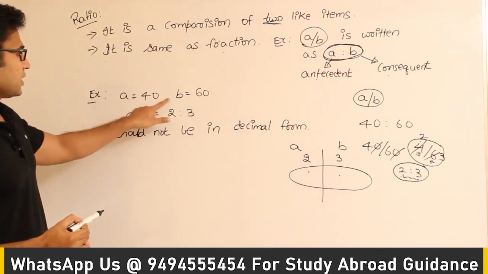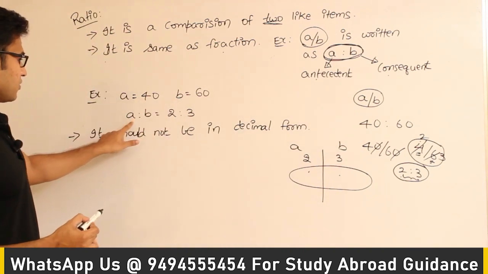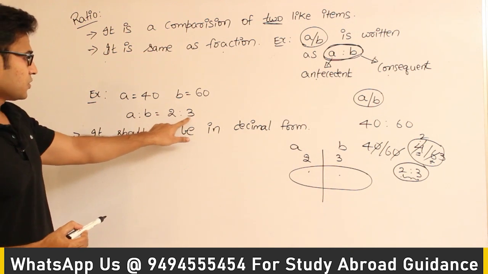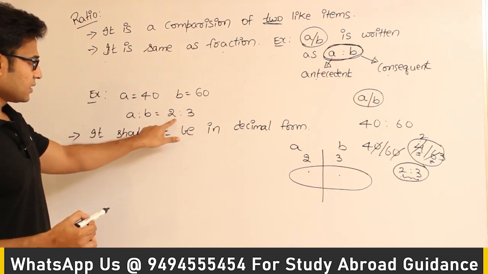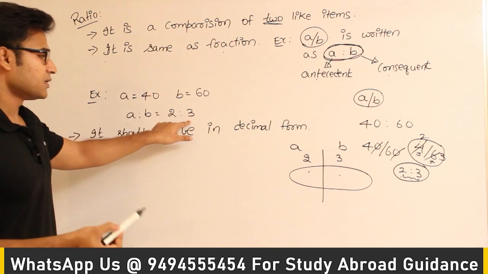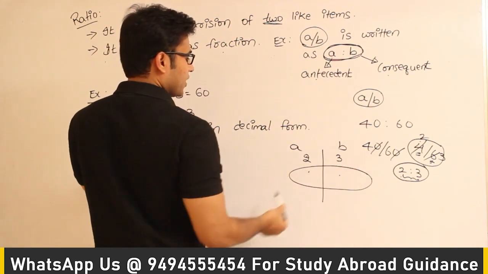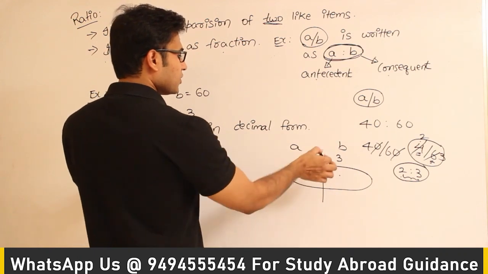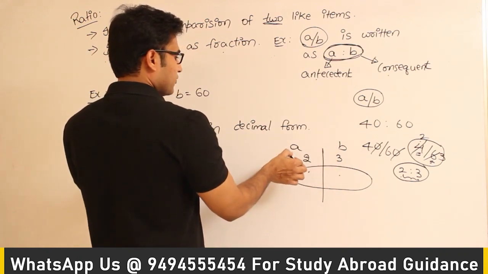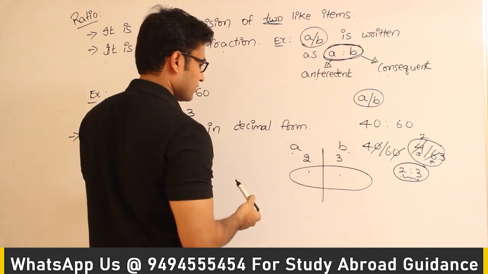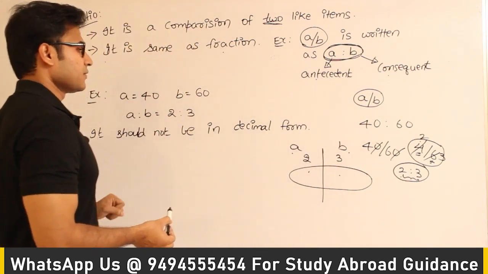See this. If A equal to 40 and B equal to 60, and if I find out A is to B, and I get the ratio as 2 is to 3, you can interpret it this way: there is a quantity which is of 5 units, and after finding out the ratio, we came to know that A has taken 2 units of it and B has taken 3 units of it. That is one other way of interpreting it, right?